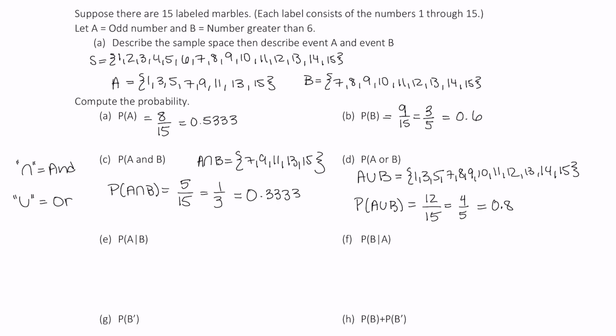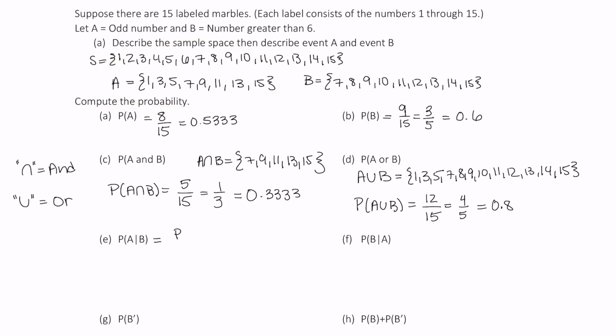Next, let's compute the probability of event A given B. So this is the probability of drawing an odd marble, given that this has already occurred. We've already drawn a marble greater than 6. So on the first draw, imagine that you've already drawn a marble greater than 6, and now what is the probability of drawing one of these marbles?